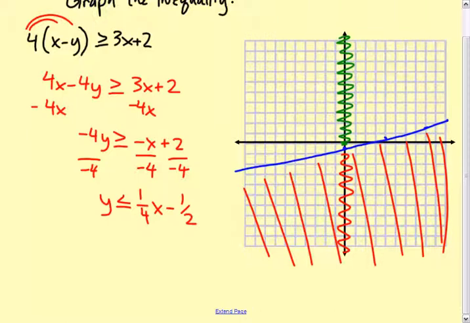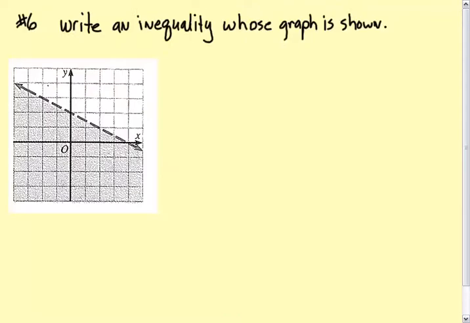Okay, now I can keep on going here. Now listen, we're done with 5. We've got 6, 7 and 8 left to do. Okay? So we have 3 more to do. Here we go. Number 6 says, write an inequality whose graph is shown. Whenever I'm trying to write an inequality or an equation of a line, I know I always want it in the form of y is equal to mx plus b.